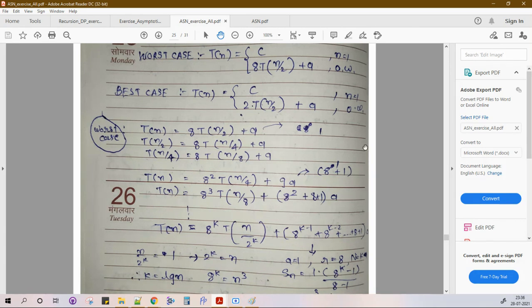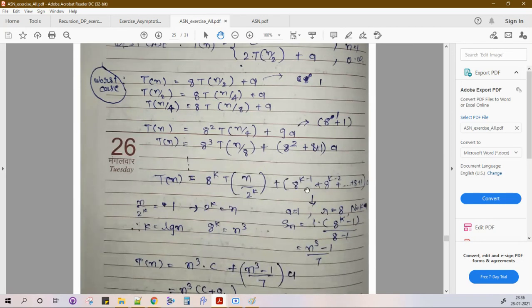In 9a, you can think of it as 8 plus 1, correct? Now, at the third call, what I will have is 8 square multiplied by 8, which is nothing but 8 cube, T of n by 8, plus 8 square, plus already I had 8 plus 1, times a. So I am having this series here. So you got this idea, right? Why are we having this series? Here I had just one a, then I had one 8a more. On the third step, I am having 8 square multiplied by a, so one more step, 8 square, right?